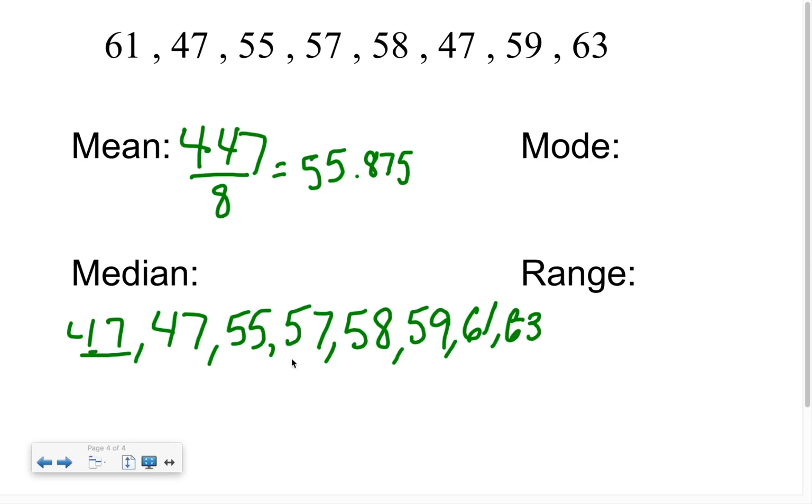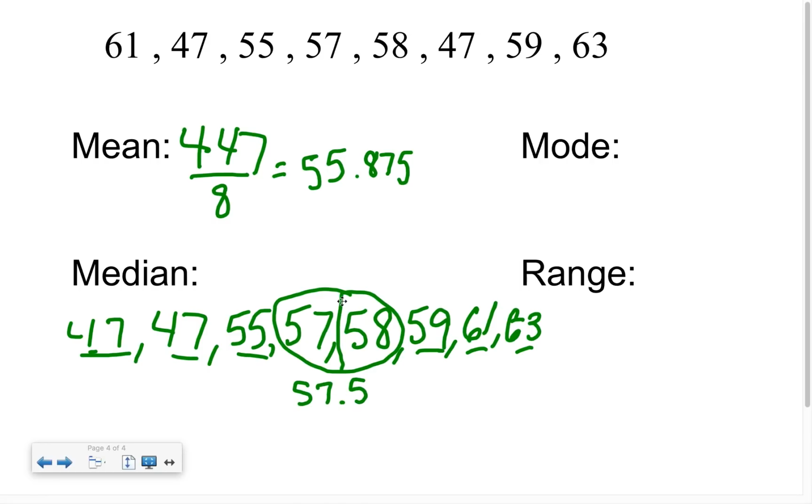Find the median. Cross out the lowest with the highest. Next, next, next. Now, we are left with 2 in the middle. I can't cancel out the 57 and just make it 58. Then I've canceled out 4 on this side and only 3 on this side. So what I need to do is see what number is in between 57 and 58. You might be able to tell that between 57 and 58 is going to be 57.5.